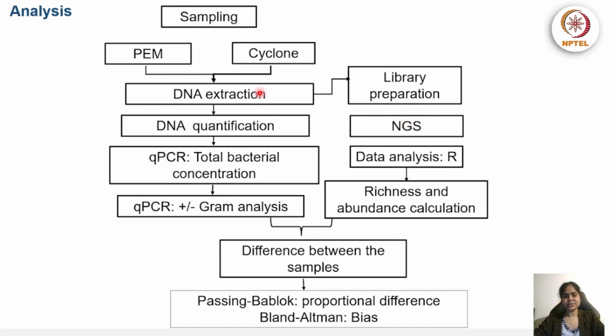So for NGS, after the DNA extraction, we prepared the library based on the manufacturer instructions, and we did NGS on an Illumina platform. After NGS, the data was analyzed in R for richness and abundance calculation. Then we compared both these results between the samples and among the samplers, and finally calculated how much bias was introduced by the samplers in terms of results.